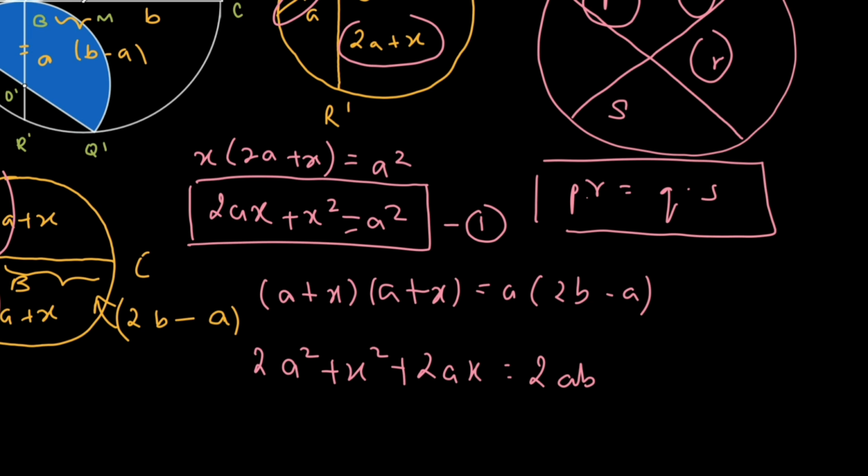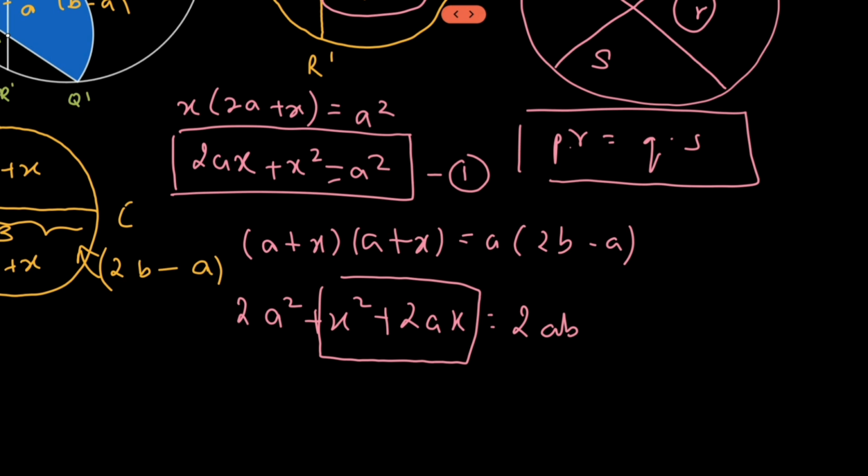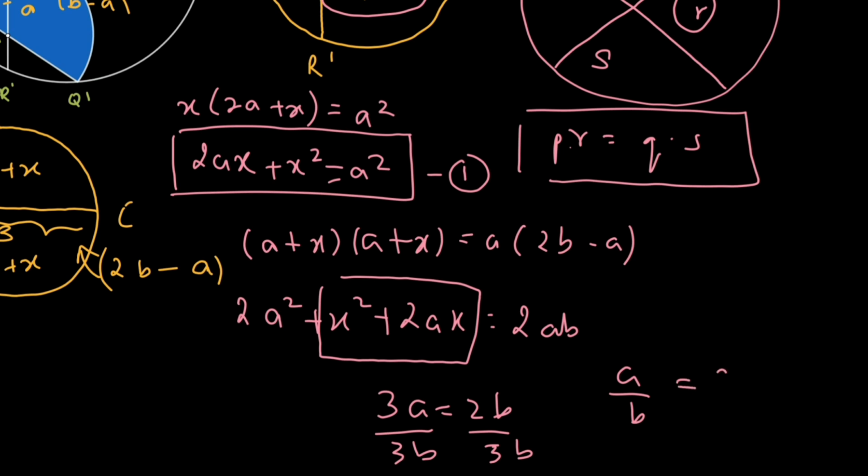Now from the first equation we have the value for x square plus 2ax, that is a square. So x square plus 2ax can be replaced with a square. So 2a square plus a square is equal to 2ab. On the left hand side 2a square plus a square becomes 3a square, and that is equal to 2ab. Factoring out a will give me 3 times a equals 2 times b. Dividing both sides by 3 times b will give me a upon b as equal to 2 upon 3.